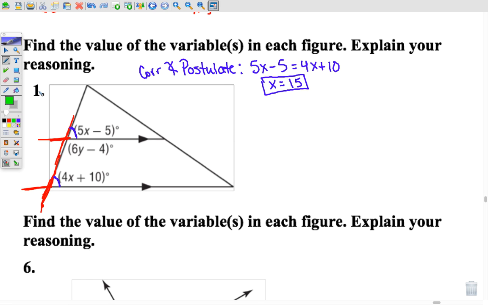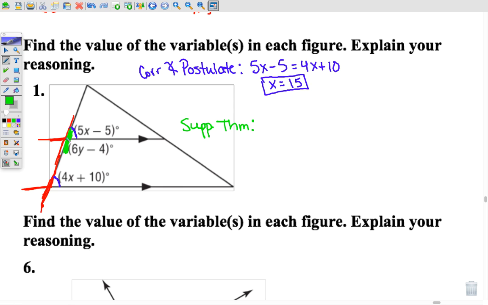The next relationship that I see is there's two things that you can do. You can use 5x minus 5 and 6y minus 4 because these two right here lie on a line. So that's your linear pair. Or if you wanted to use your consecutive interior angles theorem, your same side interior angles, you could do the same thing and get the same answer. I'm going to go ahead and use my supplements theorem. So that's this second one, supplements theorem.